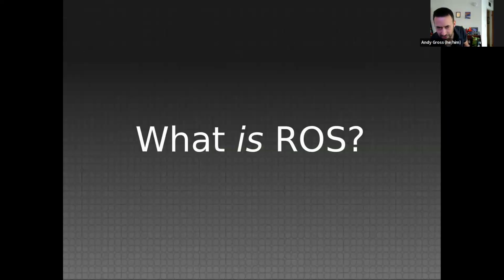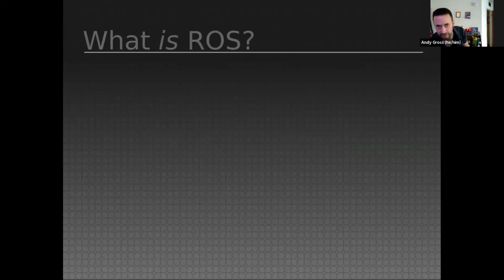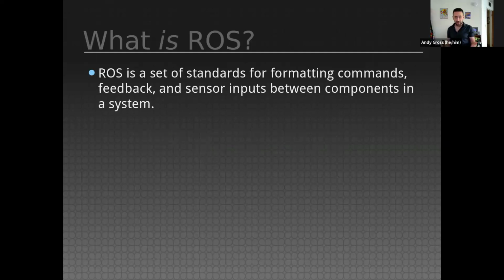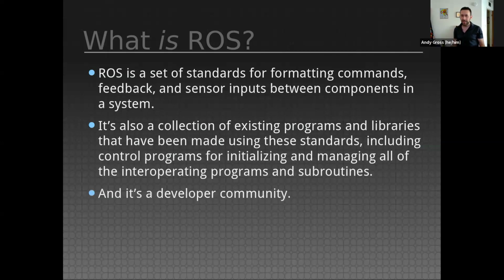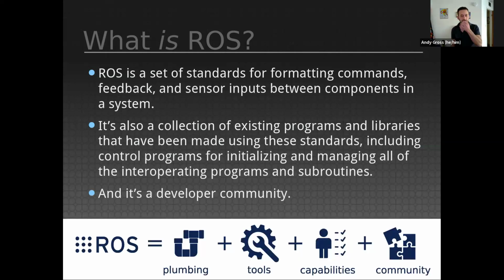So that brings us back to, what is ROS? ROS is a set of standards for formatting commands, feedback, and sensor inputs between components in a system. It's also a collection of existing programs and libraries that have been made using these standards, including control programs for initializing and managing all the interoperating systems and programs and subroutines. And it's a developer community, a really robust developer community. So now, hopefully, you're like, oh, I get it. ROS equals plumbing plus tools plus capabilities plus community, right?